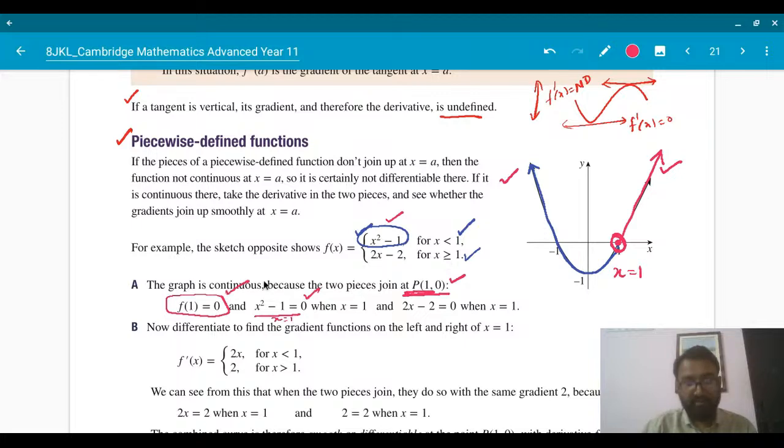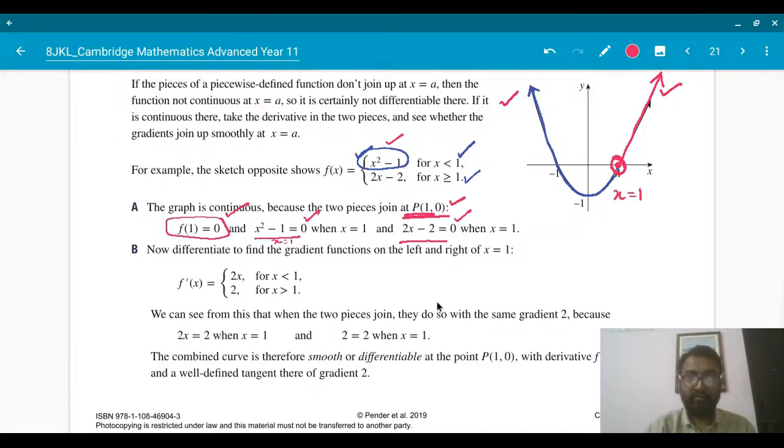This is 0, this is 0, and the right side is also 0. All are zeros, which means the function is joined at (1, 0). Okay, then it is continuous, there is no problem. And accordingly, we can make the differentiation. Okay, how can we do the differentiation? Differentiation is the next thing.